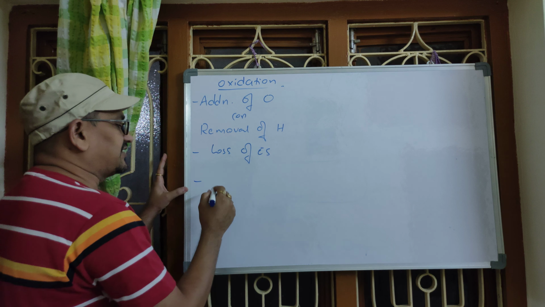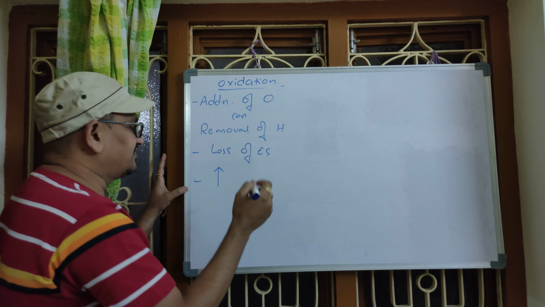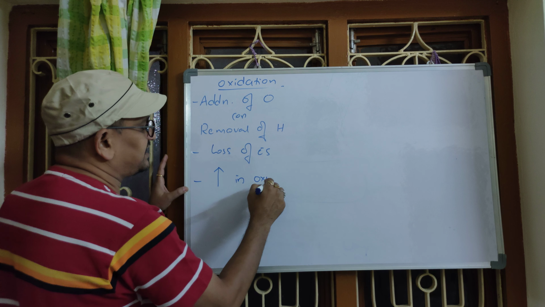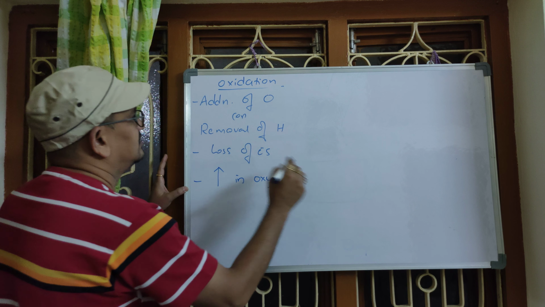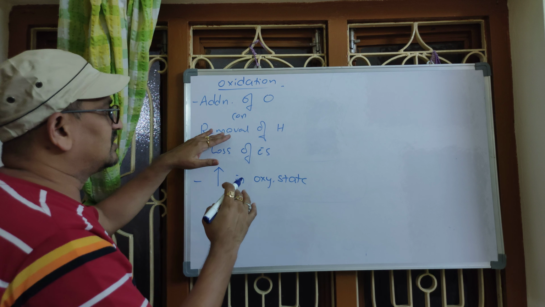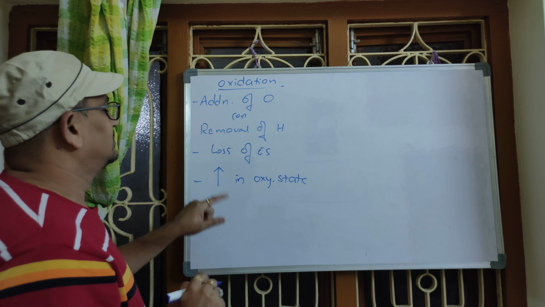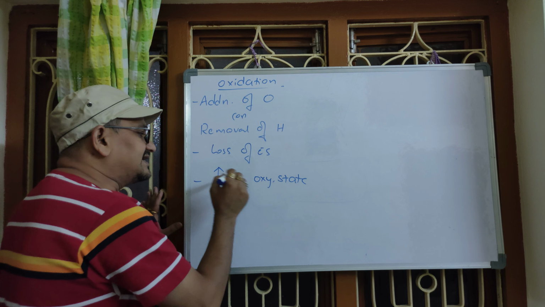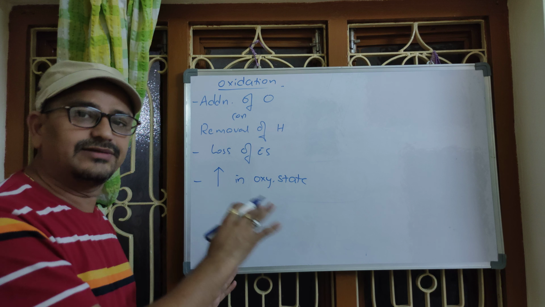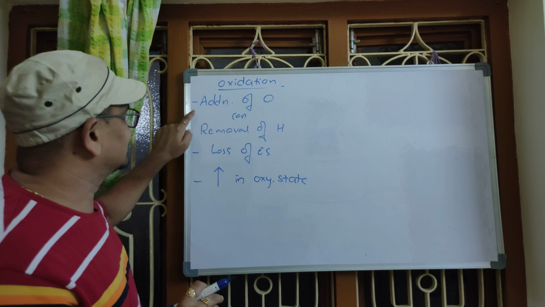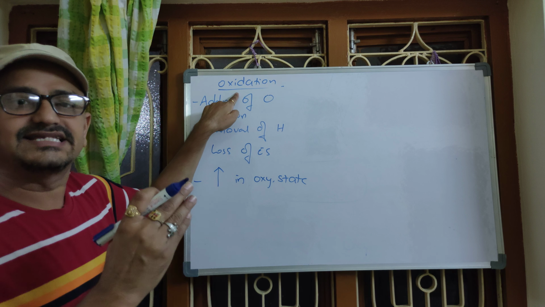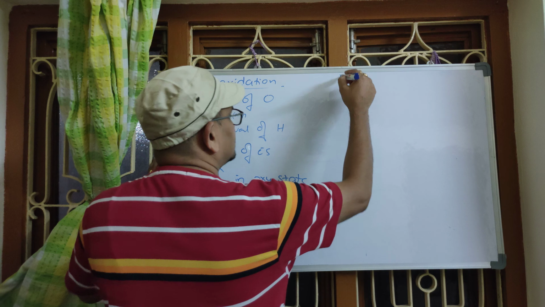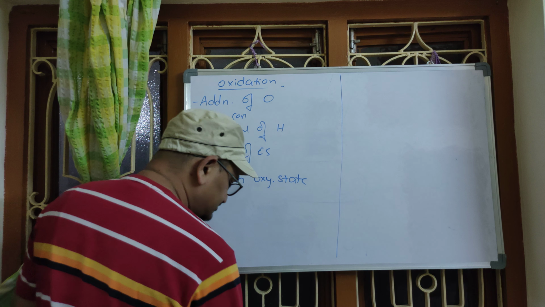And during loss of electrons, we noticed in the previous case there is an increase in oxidation state. So either addition of oxygen or removal of hydrogen stands for oxidation, or loss of electrons stands for oxidation, or increase in oxidation state also stands for oxidation. There are three ways to predict a reaction as oxidation. Right? Now, what's the other part we have to learn?